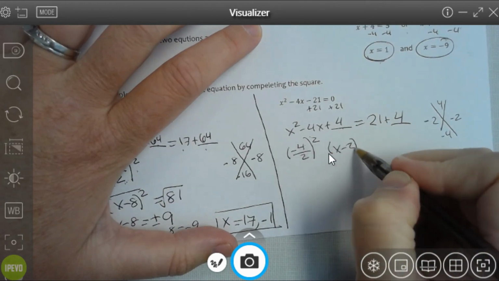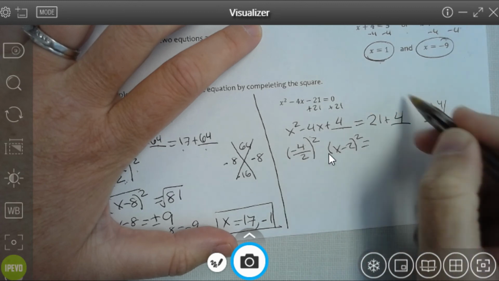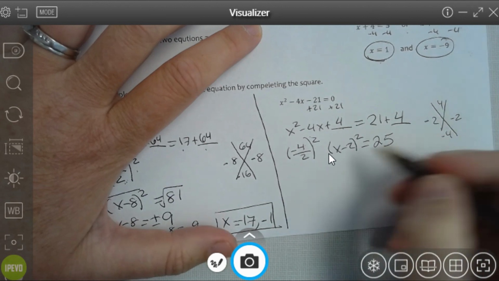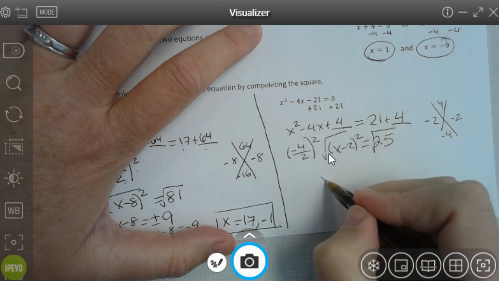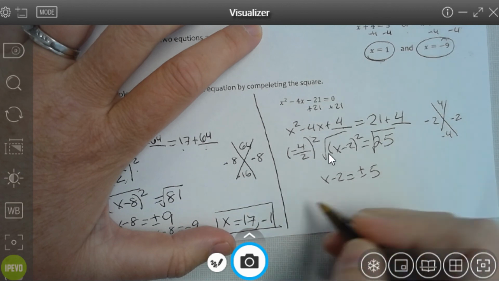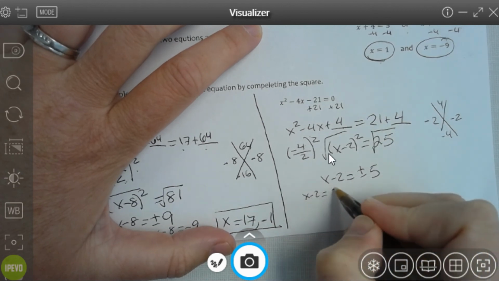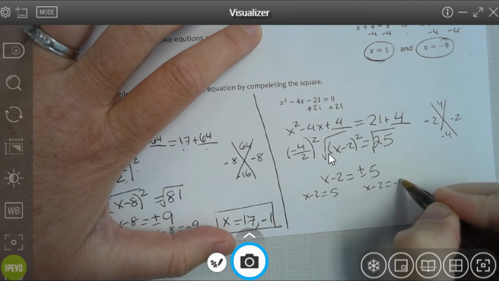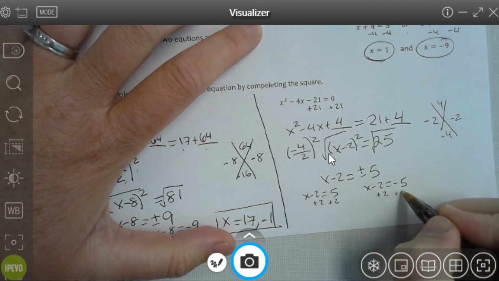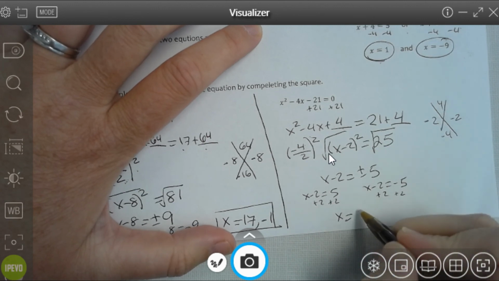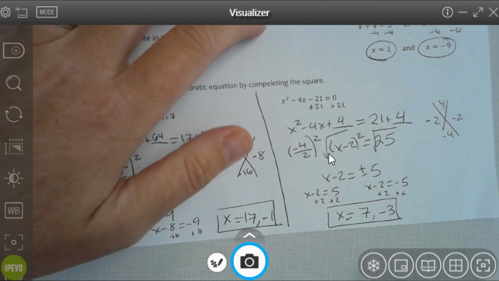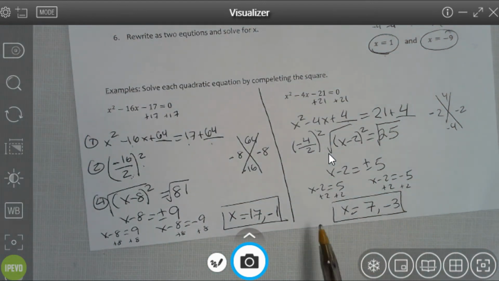So we get (x minus 2) squared. Right side, just do your math. And now that's your vertex form. To solve it, we square root both sides. Square root of 25 is 5. And then we're going to do x minus 2 equals 5, x minus 2 equals negative 5. So add my 2 both times. x is going to equal 7 or negative 3. So x is 7 or negative 3 on that problem.